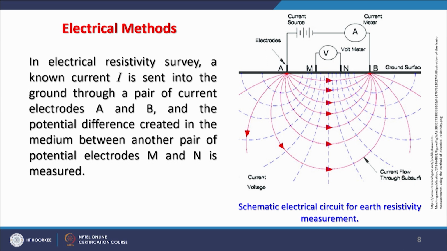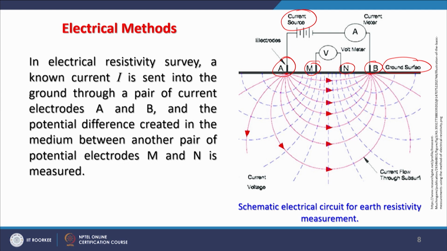Now, we will look at how exactly these surveys are done. I mentioned that there are two methods for arranging these electrodes which are present here. So, let me first explain. The line which we are seeing is the ground surface, a thick black line running horizontal. Then there are electrodes A and B, and there are two more electrodes in between, M and N.